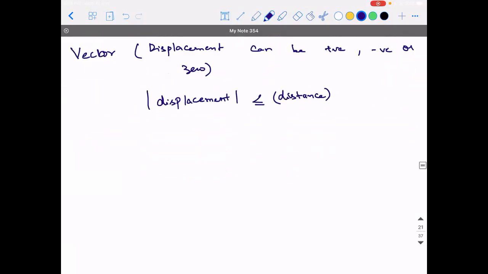So obviously it's a vector quantity. All those things have come. Again, the SI unit is meter, and the CGS unit is centimeter.